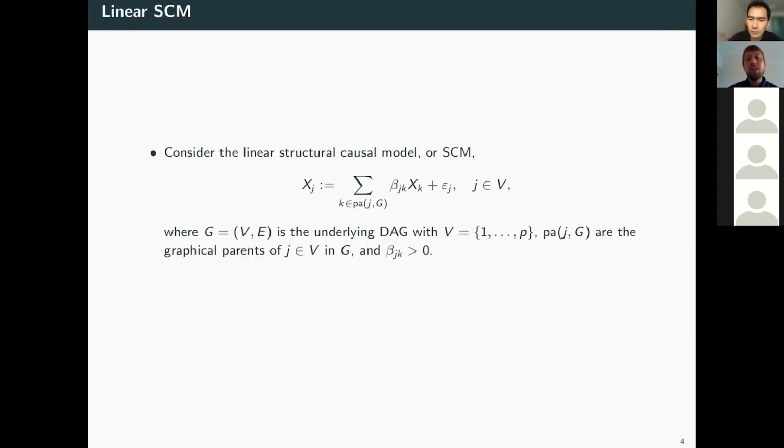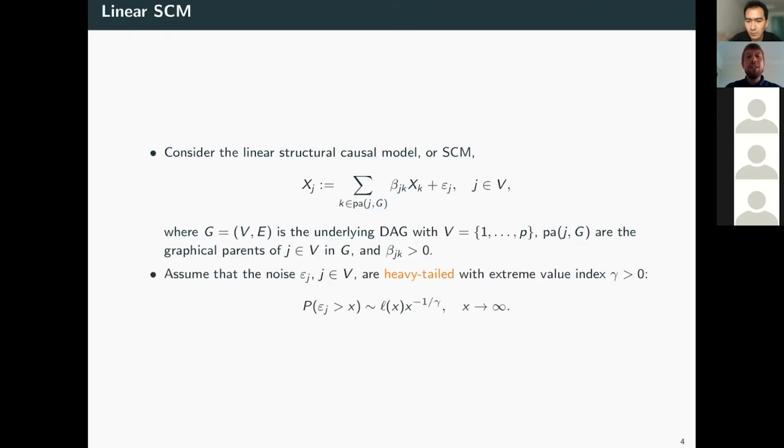The setup is somewhat similar to the setup in Lingam. We look at a non-Gaussian, heavy-tailed structural causal model, and we'll restrict our attention here to linear structural causal models defined on some underlying unknown DAG. Heavy-tailed here means that our noise variables are heavy-tailed, so the survivor function decays like a polynomial with some index gamma, which is called the extreme value index. This means that the whole p-dimensional distribution has a heavy tail, which is often relevant because precipitation and other meteorological variables exhibit these heavy tails.